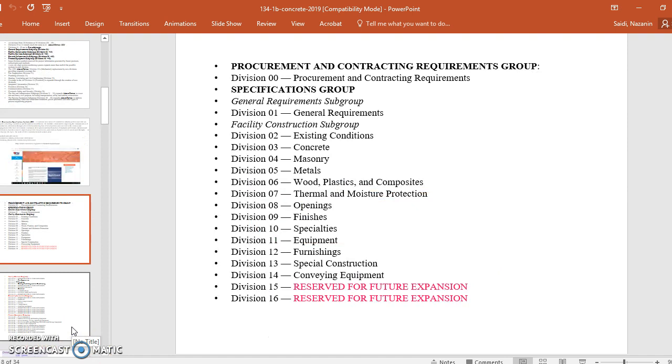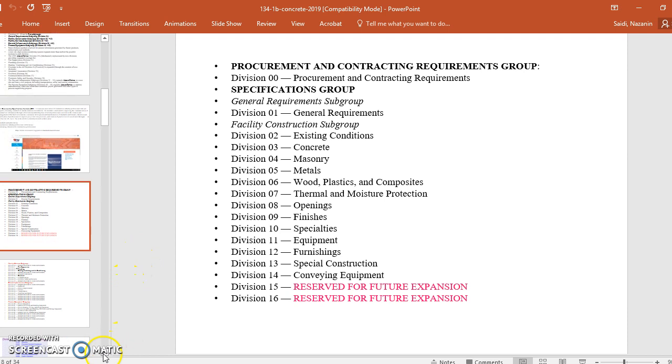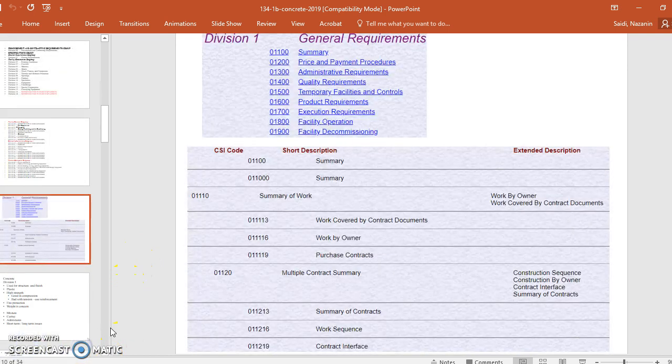So there are 50 divisions. We're going to start with Division 1, which has to do with the general requirements. I'm going to go over that in a second. Division 2 is about existing conditions. Let me just quickly go over it.